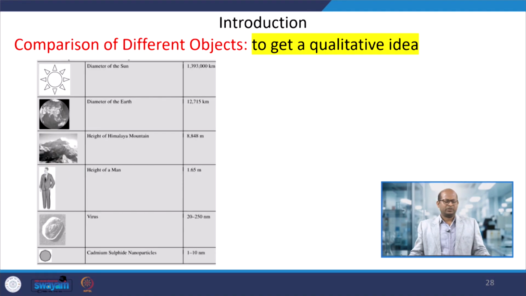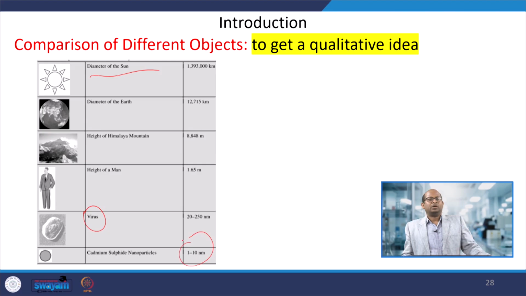Here also, to get an idea about the nanoscale, here are the dimensions of the sun, the dimensions of the earth, the height of the Himalayan mountains, the height of humans, the height of a virus, as well as any nanomaterials or nanoparticles we synthesize.